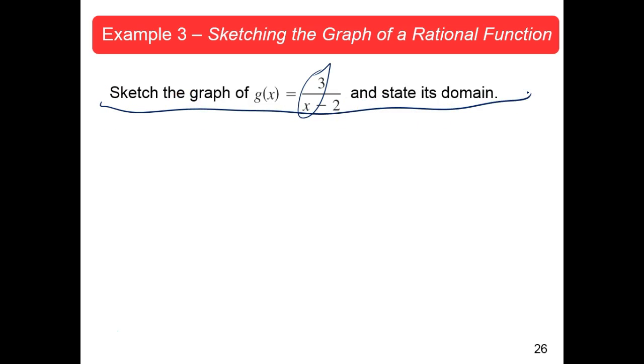Okay. Sketch the graph of f of x is equal to 2x minus 1 over x, and state its domain. Same thing here. Okay. So sketch the graph, just a different function here.